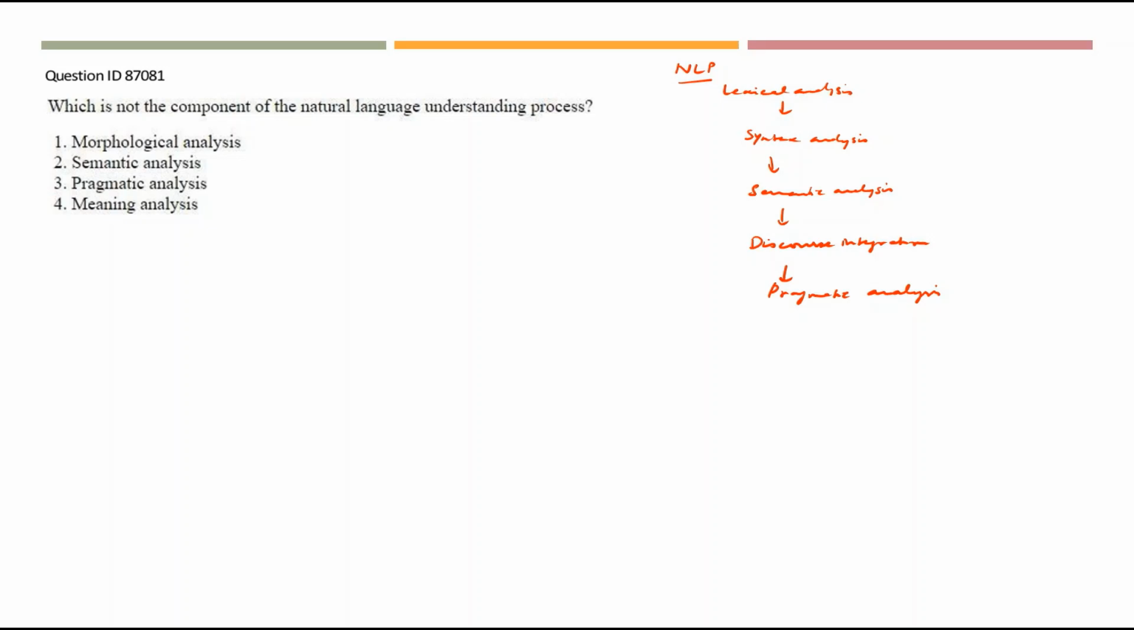Now they are asking which is not the component. So morphological analysis is equivalent to lexical analysis. So this phase is there. Semantic analysis is there. Pragmatic analysis is also there. Meaning analysis is not a phase in natural language understanding process. So option number 4 will be the right answer.